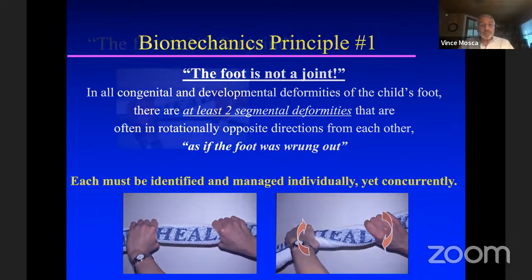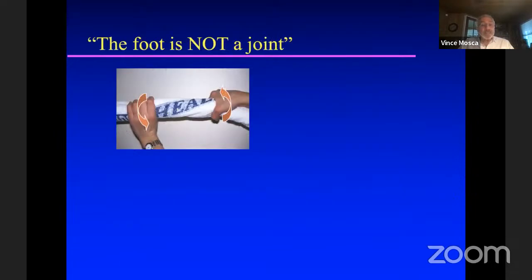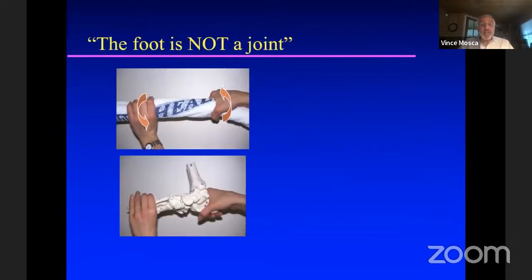You can wring the towel out and have one hand go in one direction, like pronating the forefoot, and have your other hand go in the opposite direction, like inverting the hind foot, and twisting out this foot to get the water out creates pronation of the forefoot and inversion of the hind foot, which is the cable bearer's foot deformity. Now, the importance there is that if one's going to operate on a cable bearer's foot, you can't perform just one procedure and correct two opposite direction deformities. There are two deformities.